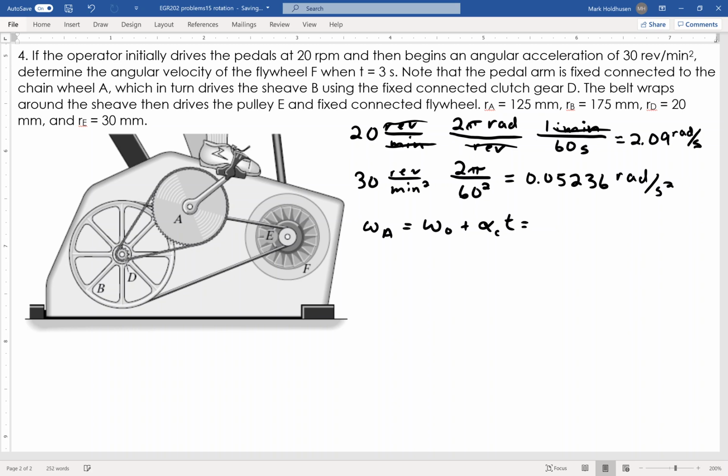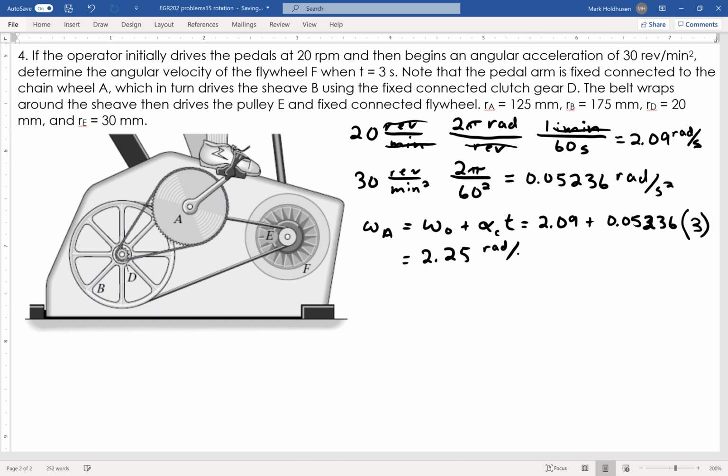Its initial velocity is 2.09, its acceleration is 0.05236, and this occurs at 3 seconds. Therefore, omega A equals 2.25 radians per second.